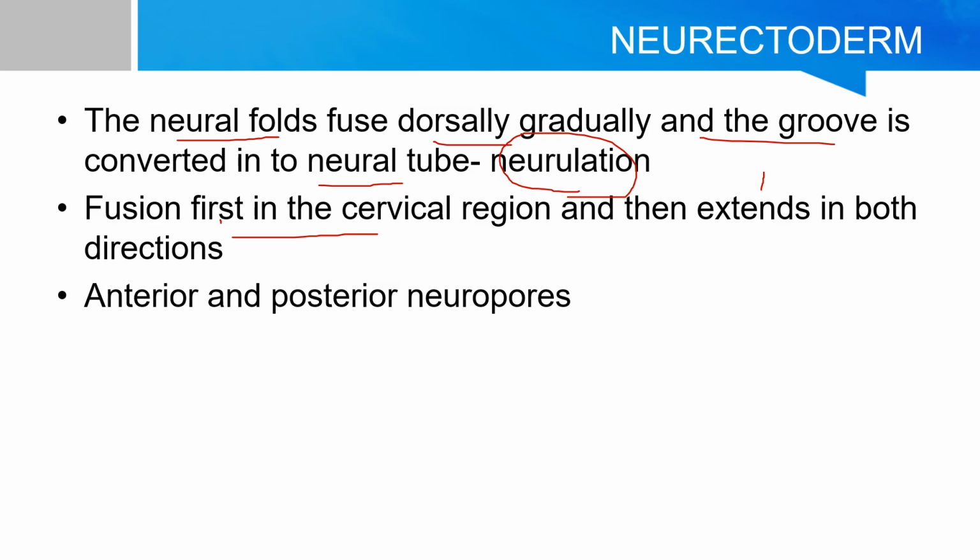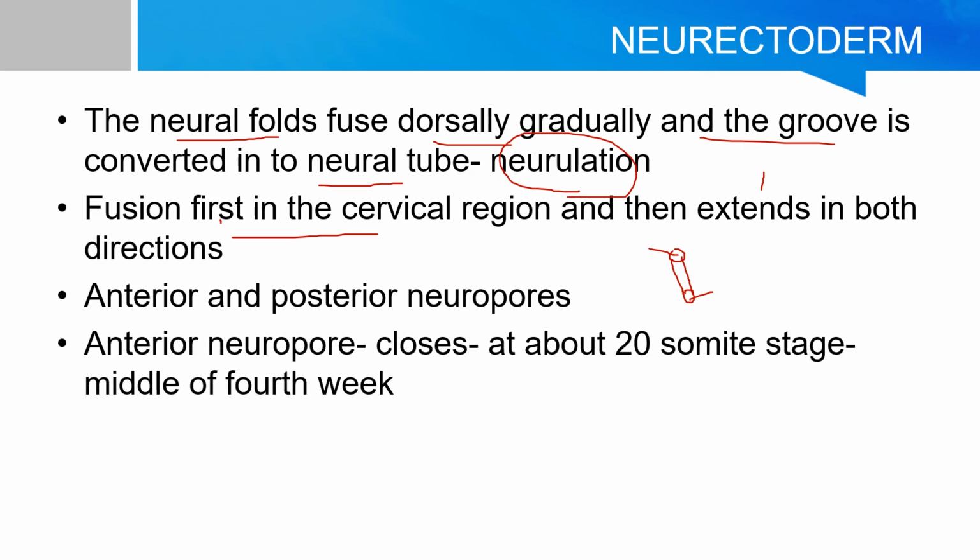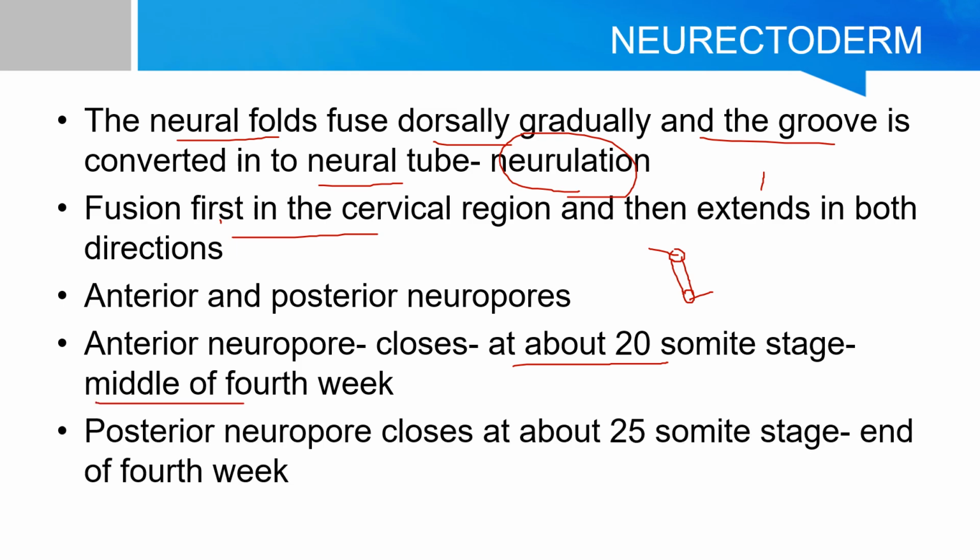So when these folds are fusing and forming the neural tube, there are two openings in the tube, cranially and caudally. They are called the anterior and posterior neuropores. The anterior neuropore closes at about the 20 somite stage, or in the middle of the fourth week. The posterior neuropore closes at the 25 somite stage, at the end of the fourth week.